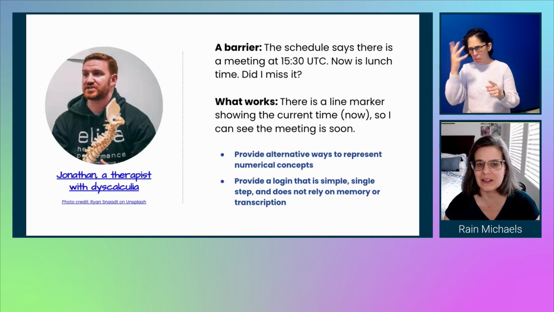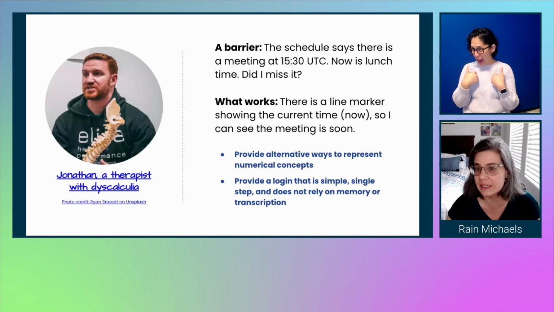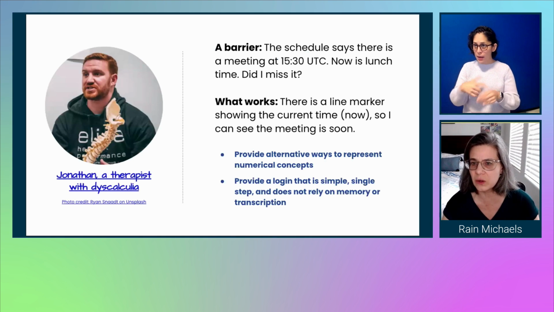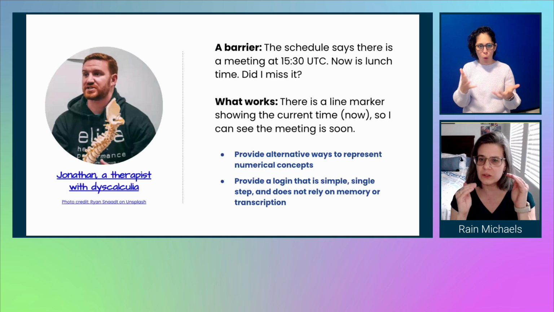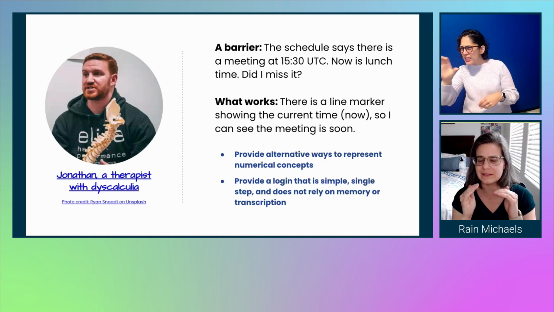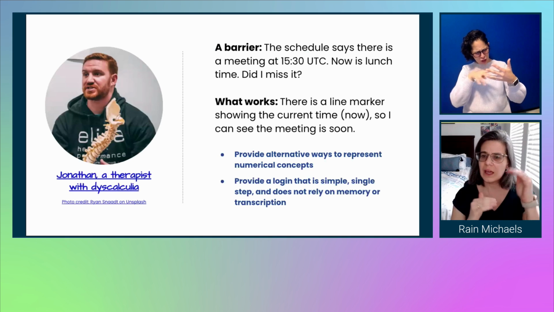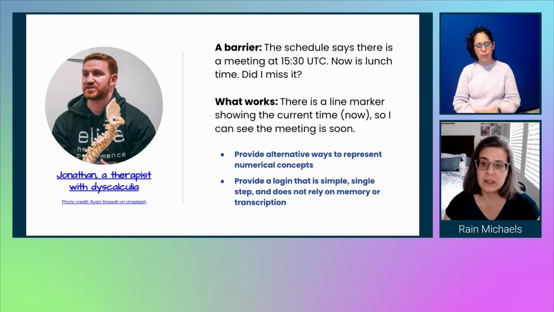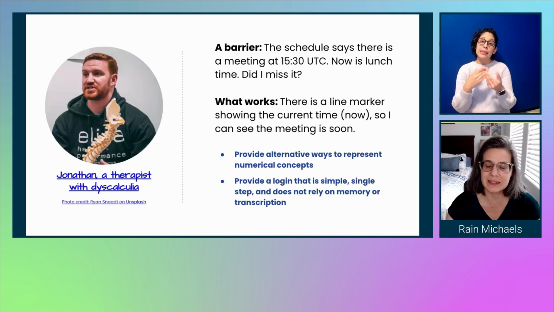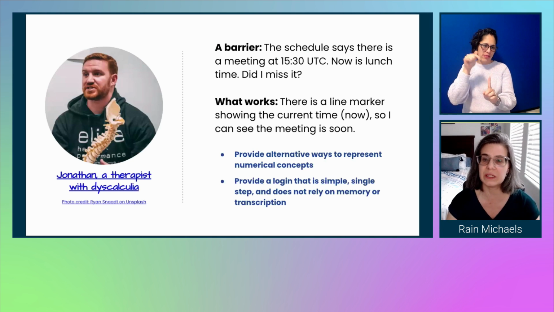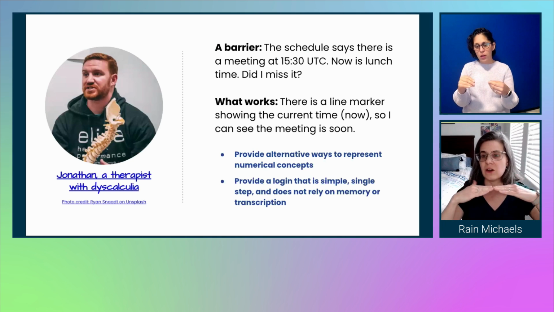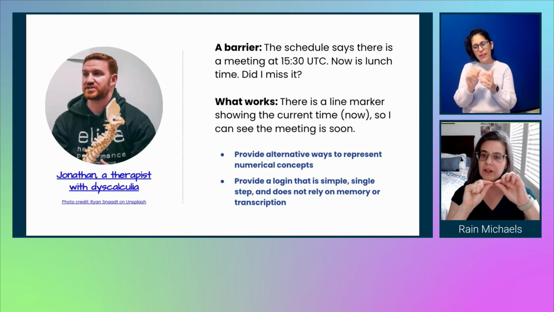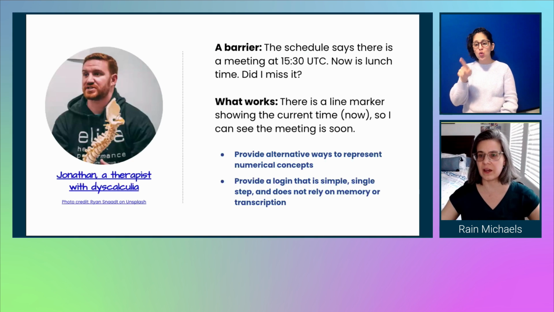And he knows that right now it's lunchtime, but he doesn't know, did he miss the meeting? Did it already happen? Is it happening soon? Does he have time for lunch? He doesn't actually know that because he's trying to numerically place 15:30 UTC and understand, is that lunchtime? And where does that fit into his calendar? So an easy solution in this particular example would be, as we do often see on calendar apps, where you'll have a line across the calendar.